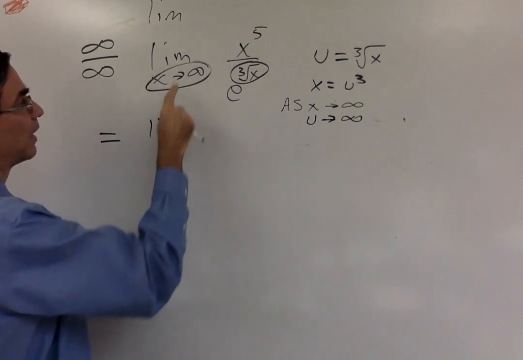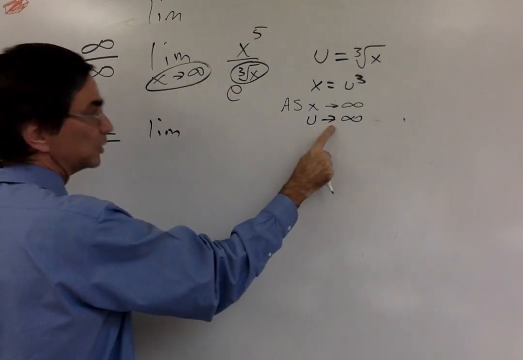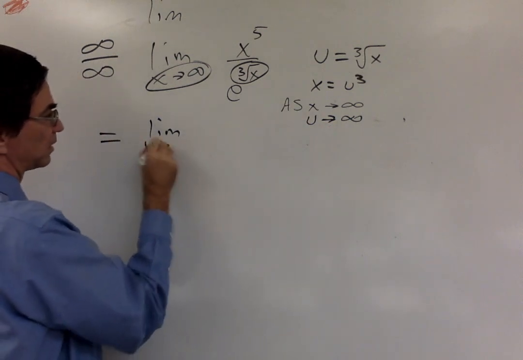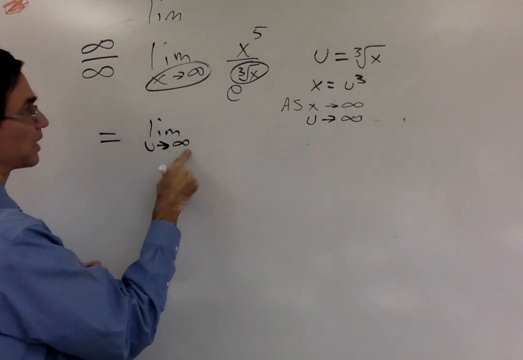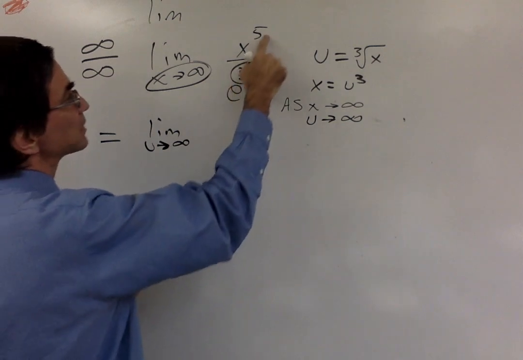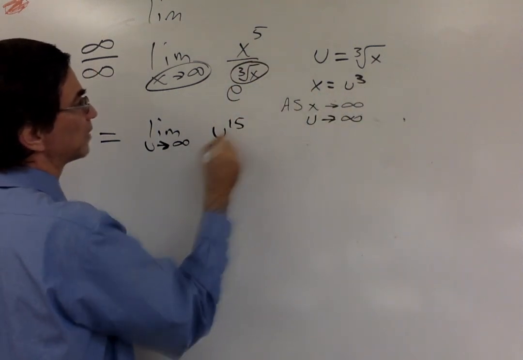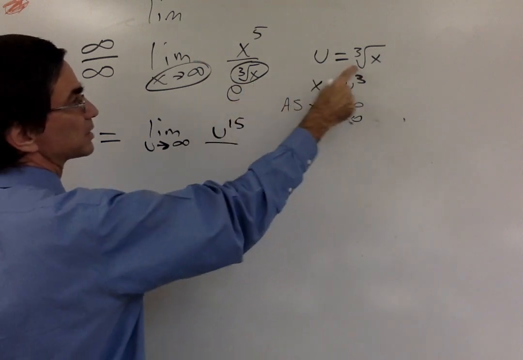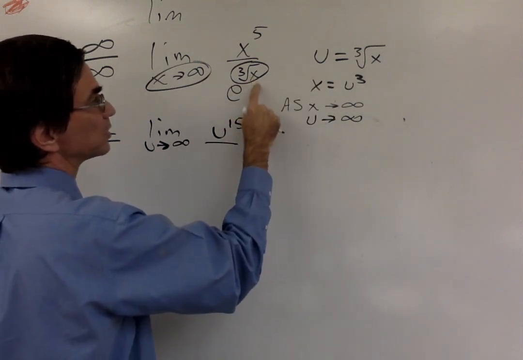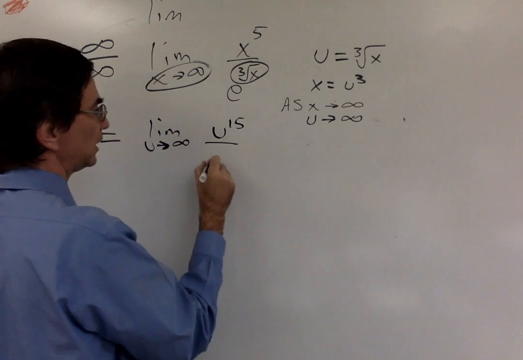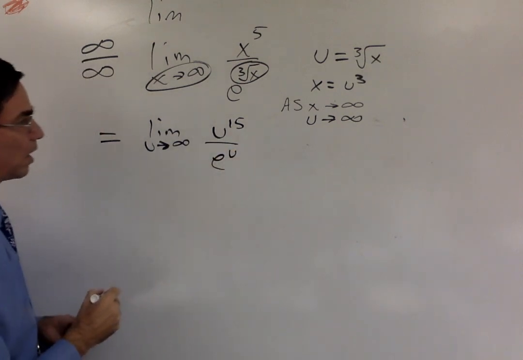And you get that this limit here equals the limit. As x gets bigger and bigger, u gets bigger and bigger, so we can write that, u arrow infinity, u increases without bound. X to the fifth, well, since x is u cubed, this is u to the 15th, divided by e to the, well, that's why we did it in the first place, because cube root of x is u, e to the u. Okay.